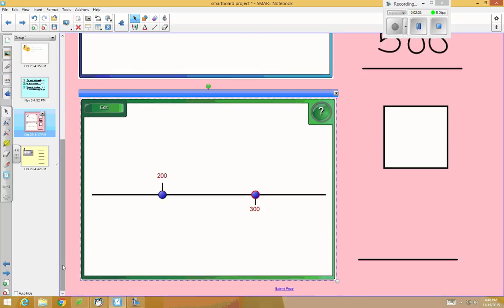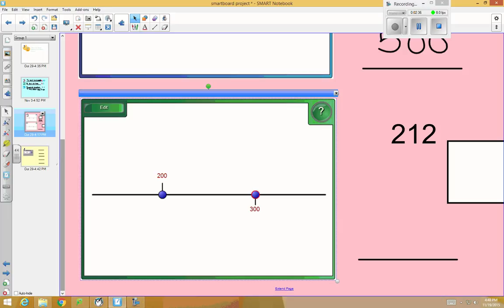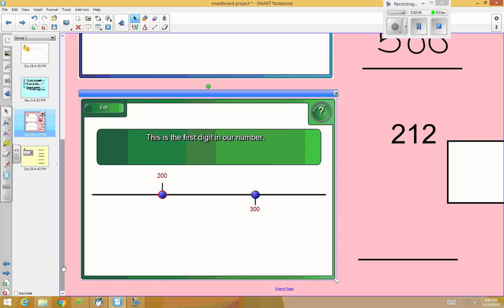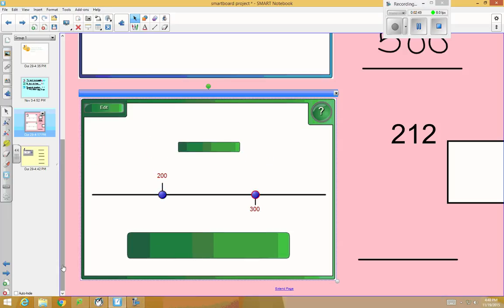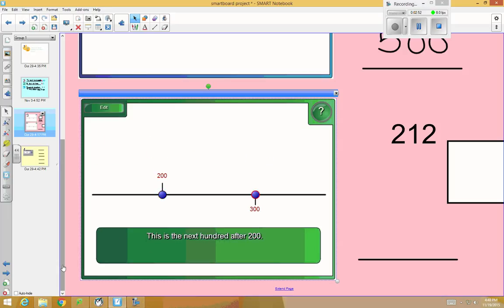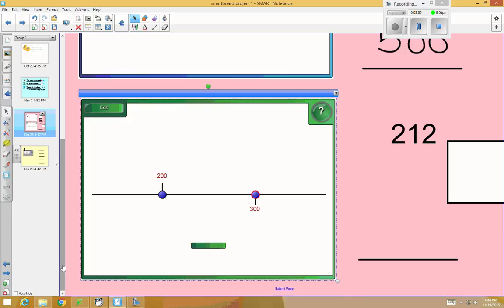So now let's look at our next number. 212. So rule number 1 says that we look at the number in the hundreds place. So that's a 200. This is the first digit of the number. Then we write that and the next following 100, which is 300. Rule number 2 says that we look at the number in the tens place, which is 1, which is 10, which then we would round down. So the third rule, because it's 4 or below, we keep it low. So we keep it at 200.